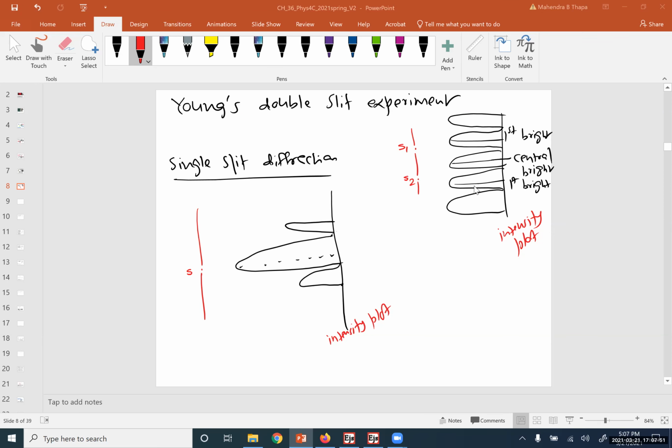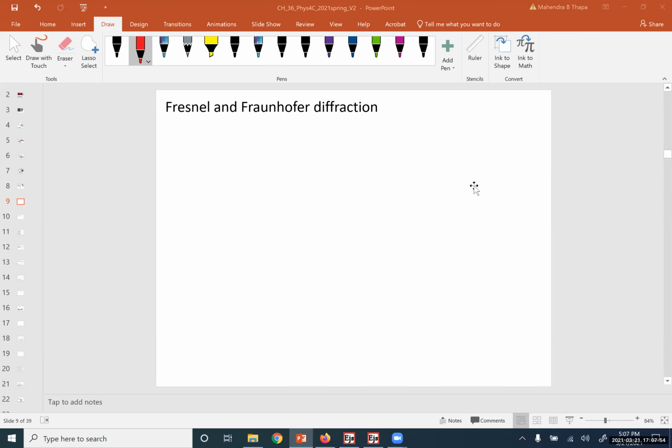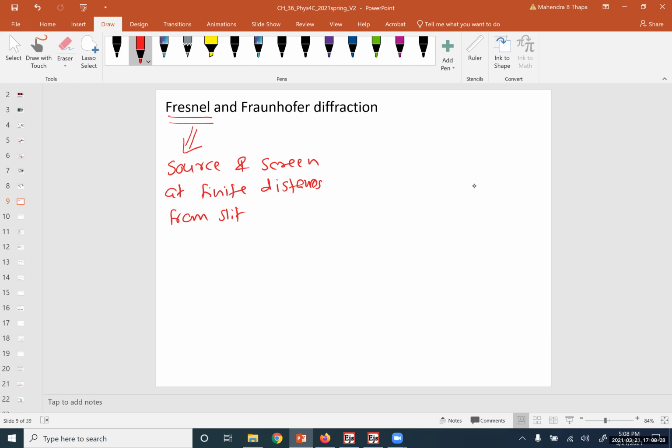Okay, so let's move further and see. We are talking about Fresnel diffraction and Fraunhofer diffraction. Okay, so in Fresnel diffraction, the source and screen are at finite distances from the slit, or we can say an obstacle. Okay, obstacle.